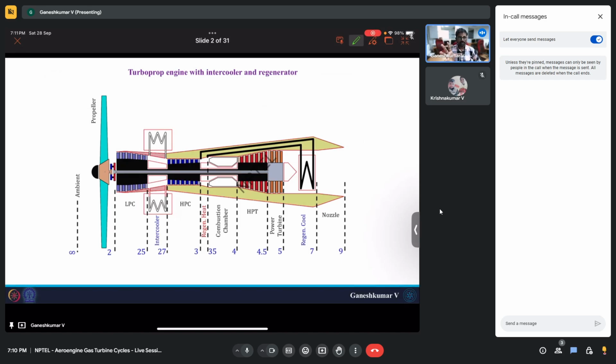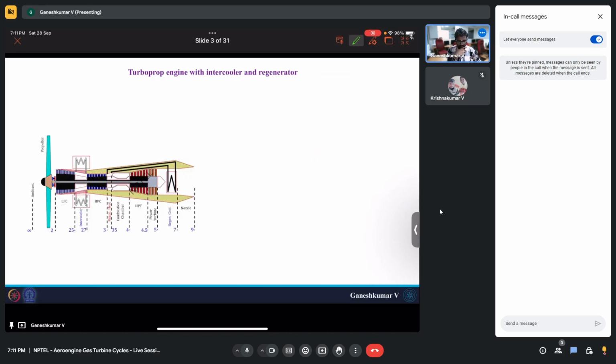In our lectures, we solved a two spool turboprop engine, but we saw that we had only one compressor as a single component. We didn't have an intercooler and regenerator. So stations 25, 27, and 35 were not present in that problem. Okay, so let's quickly look at the TS diagram.